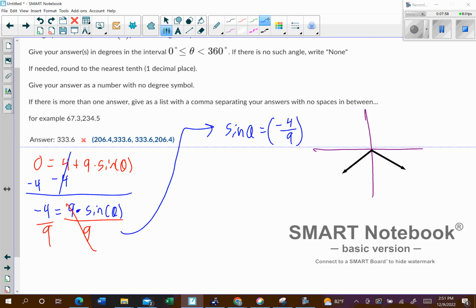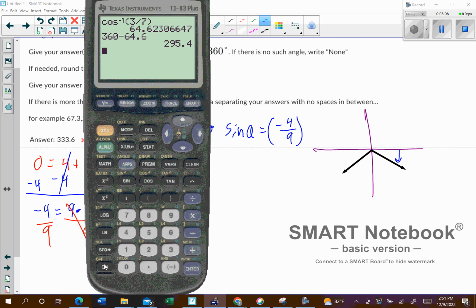So what we're going to do is we'll go ahead and put it in the calculator, and it's going to give me this angle right here. It's going to give me a negative angle right there. So let's go ahead and put that in and figure out what that is and go from there. So let's see, sine inverse of negative 4/9 is negative 26.4.